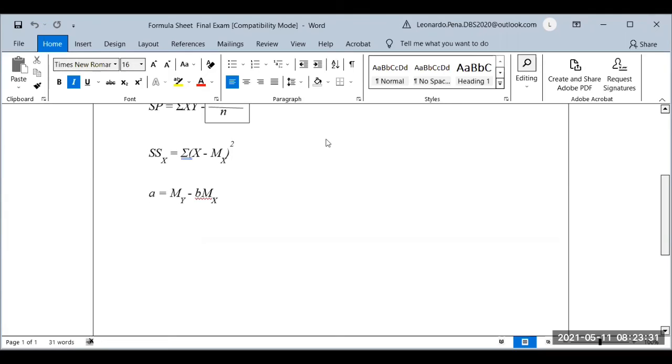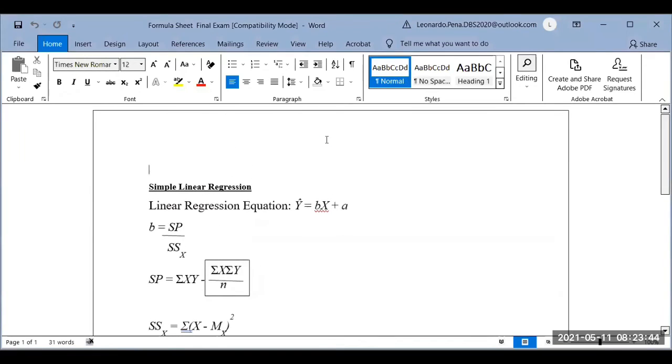I'm going to hit Alt-Tab to scroll to my Word document. Formula sheet final exam left bracket compatibility. And now we're in the document. So we're going to hit Control Home to get to the top. Blank.